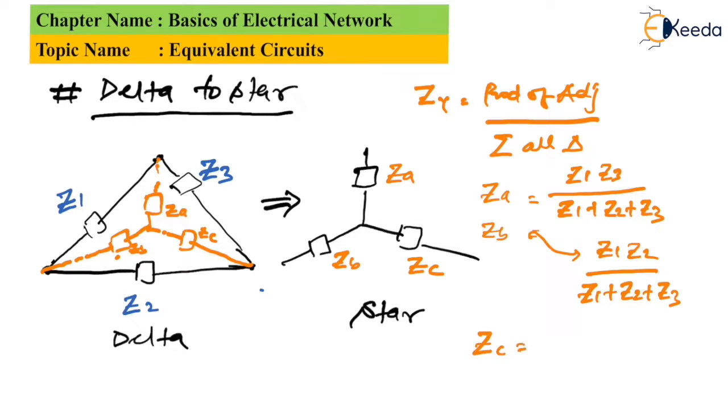So I can now say ZC. ZC is the impedance which is situated at this part. So for ZC, adjacent can be taken as Z2 and Z3. So I can write ZC as Z2, Z3 divided by Z1 plus Z2 plus Z3. So this is how we convert delta to star network. Delta connection is a triangular network and a star connection is this network which looks like a Y network. So star is also called as a Y network.